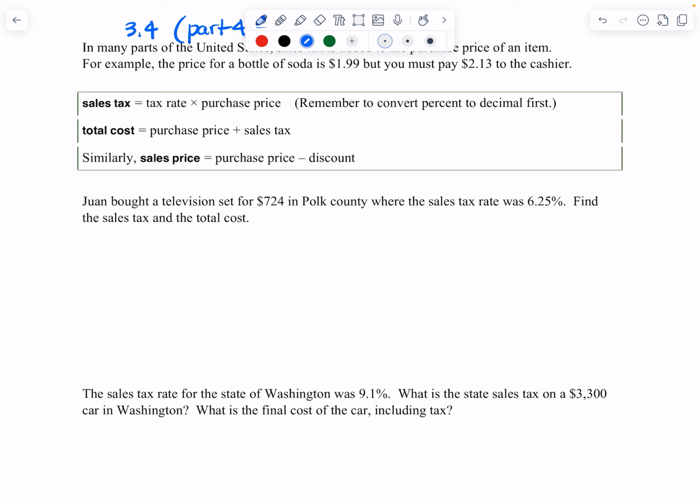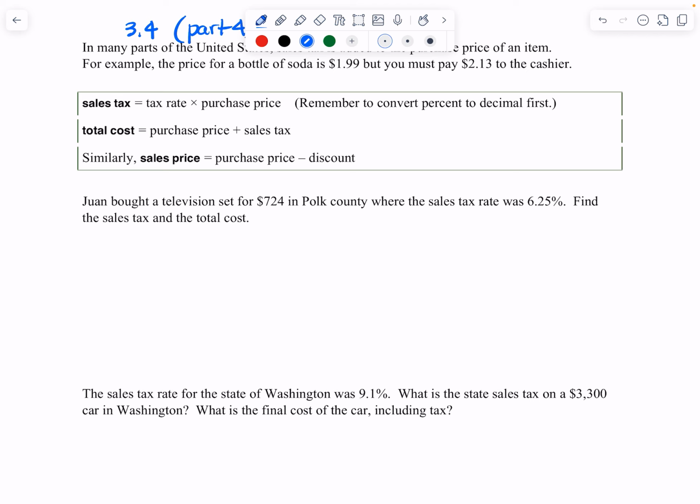So for sales tax, you take the sales tax rate and you multiply it by the purchase price. Remember, you have to convert any percent that we see to a decimal first. The total cost is you take the purchase price plus the sales tax. And if you want to do a sales price, you take the purchase price minus the discount. So let's go ahead and look at some examples that utilize these little formulas.